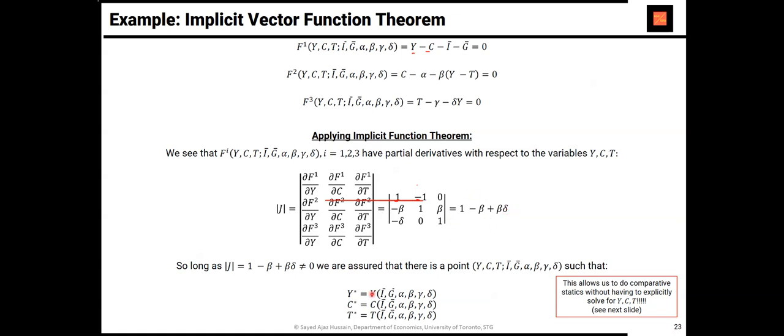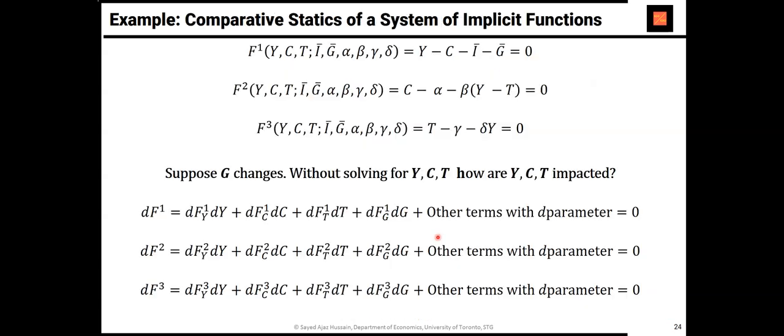Without solving for y, c, and t, I'm going to do comparative statics, i.e., how will GDP, consumption, and taxes change if any of these parameters were to change? That's an example. Here's an implicitly defined macro system. I wonder what will happen to y, c, and t, my three endogenous variables, if, for example, government spending goes up, a one-time impulse increase in government spending.